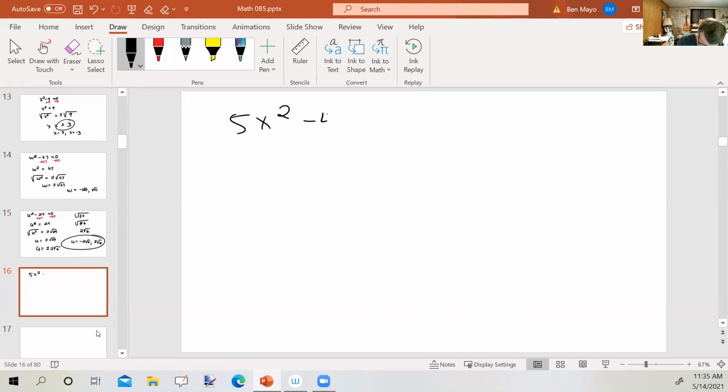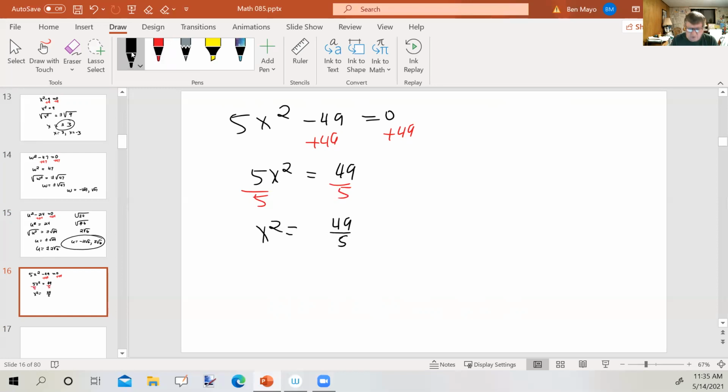5x squared minus 49 equals 0. So once again, we're going to put a perfect square on one side and a constant on the other. We'll add 49 to both sides of the equation, and we get 5x squared equals 49. However, 5 isn't a square, and I want a perfect square on the left side of the equation. So I'll divide both sides by 5, giving me x squared equals 49 over 5.